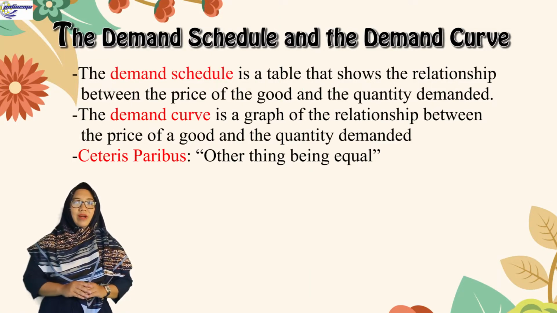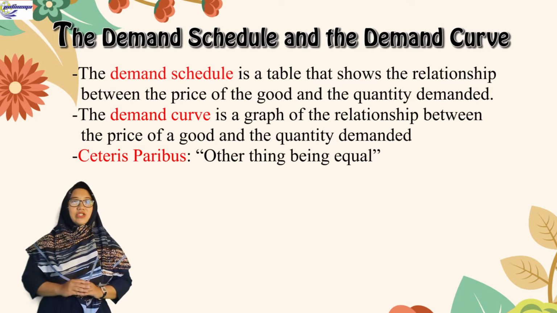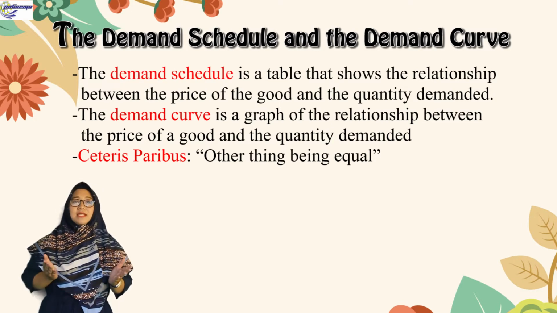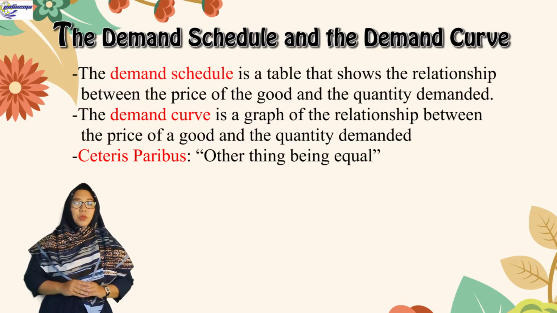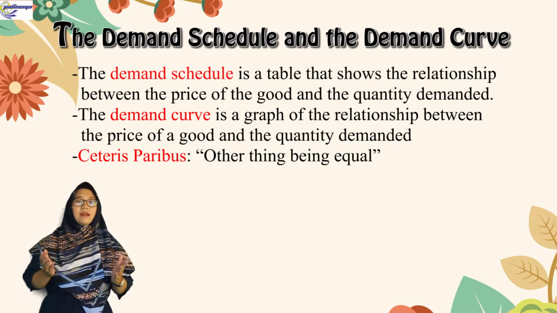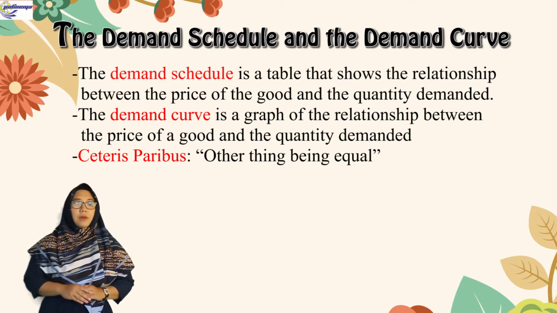Okay, so now we are going to discuss the demand schedule and the demand curve. What is the demand schedule and what is the demand curve? The demand schedule is a table that shows the relationship between the price and the quantity demanded. But the demand curve is a graph of the relationship between both the price of a good and the quantity demanded. In order to compose the demand schedule and demand curve, we have to pay attention to the principle of ceteris paribus. It means that other things being equal.